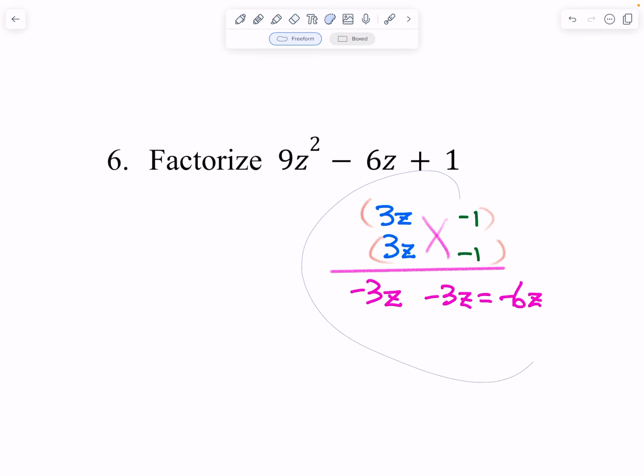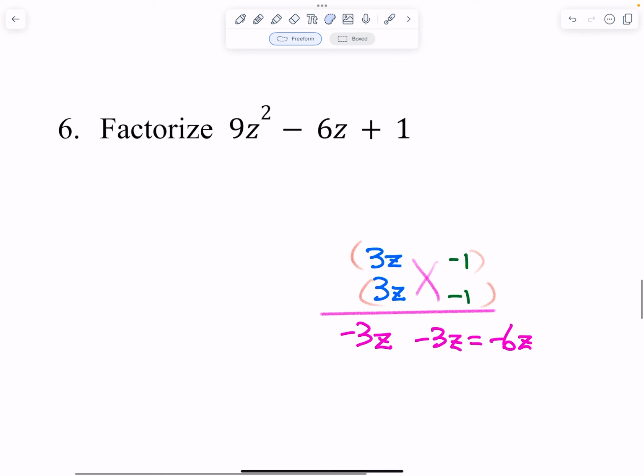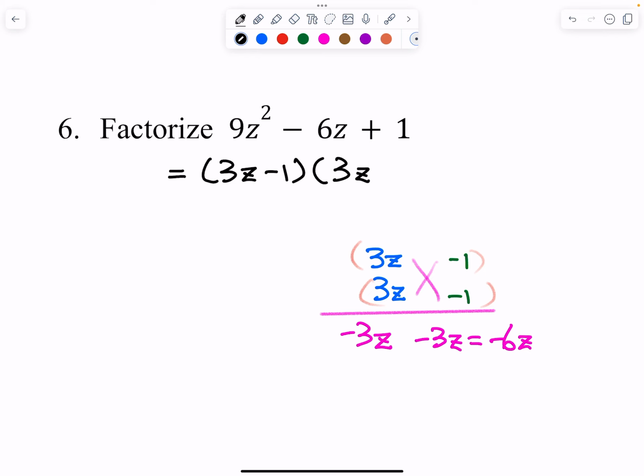Of course, you do need to show all these steps with the markers. They don't really need to do that, so we just write the final answer: 3z minus 1, 3z minus 1. If something is the same, what do we do? A times A means A squared. So this times this means this squared. Okay?